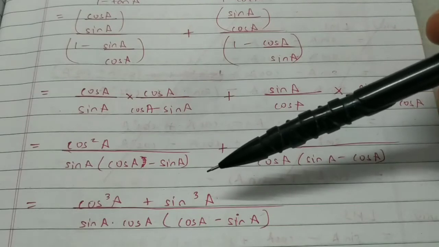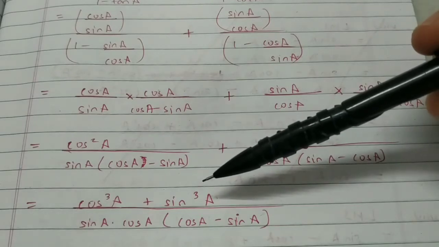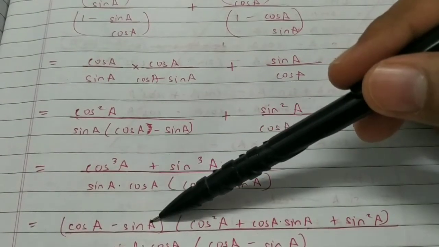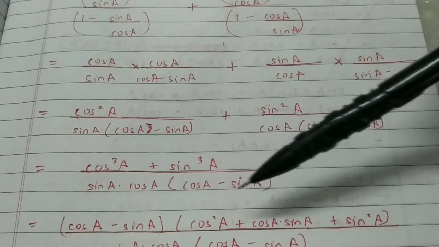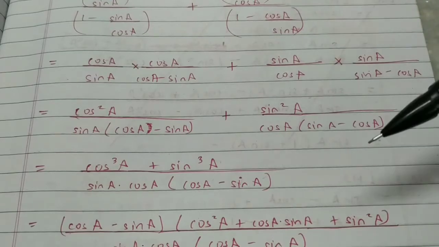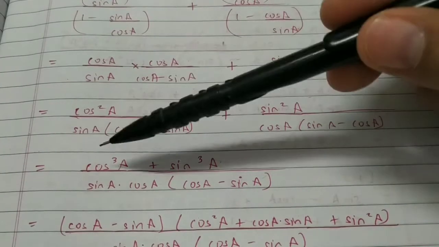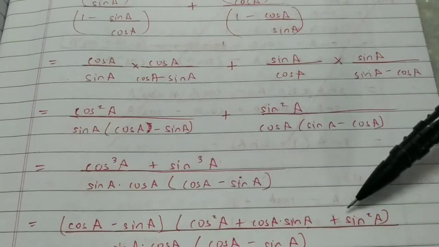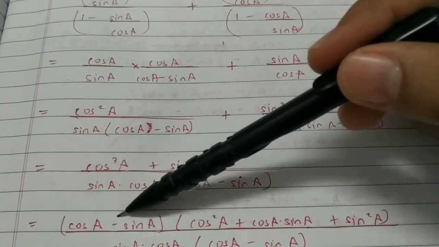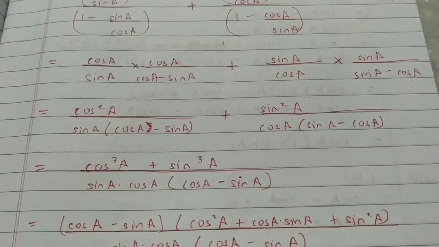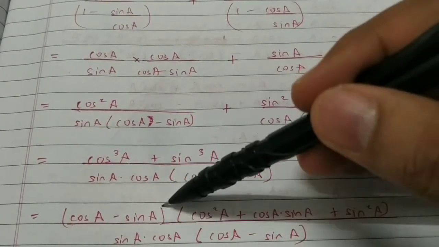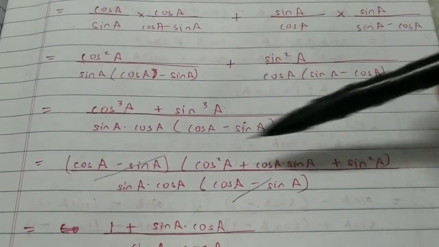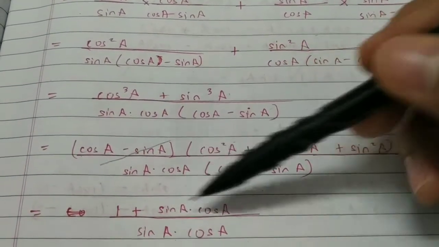So here you need to remember the cube formula, which is cos A minus sin A, cos square A plus cos A sin A plus sin square A. So remember, A cube plus B cube is always A minus B, A square plus AB plus B square. Be careful about this negative sign, don't forget it. So again, this bracket gets cancelled. That's good. Also, cos square A plus sin square A is 1. So we reach this step.